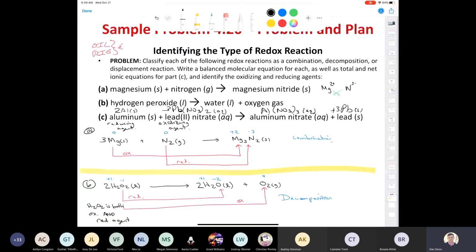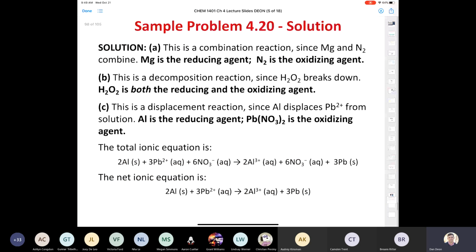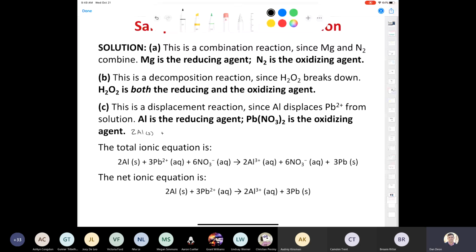So what we're going to do is take that balanced equation and break it apart into its ions. Let me rewrite the equation here for you. The balanced equation was 2 aluminums solid plus 3 lead-2 nitrates aqueous, which produces 3 leads solid plus 2 aluminum nitrate aqueous. Okay, so that's the overall reaction. So this is a displacement reaction, right?